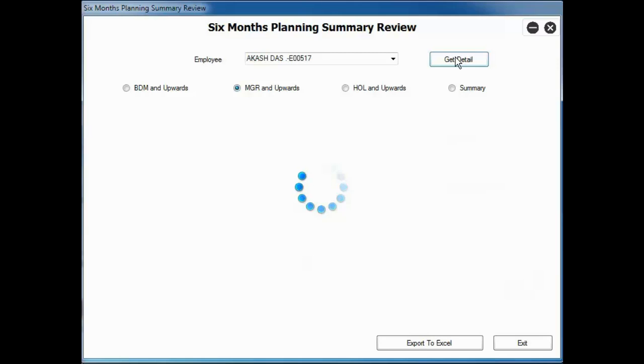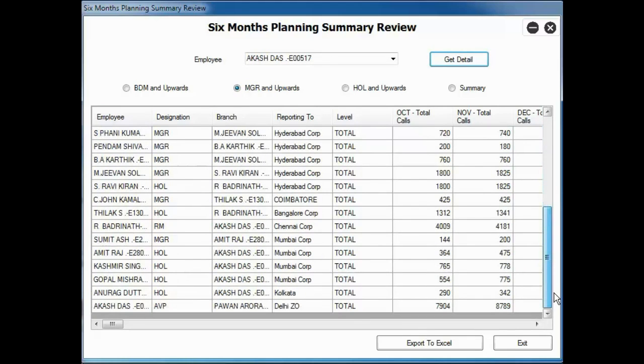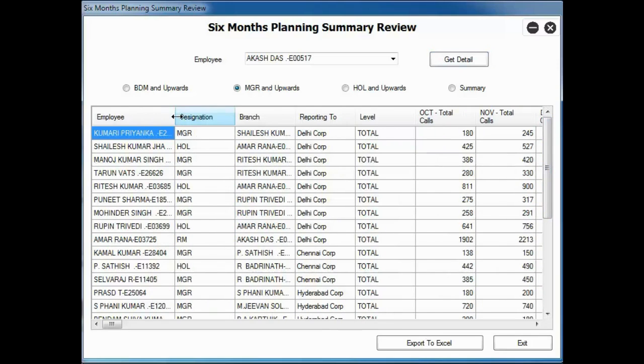And what you have in front of you would be, if you look at it, the employee details, manager, HOL and RMs. Any person who now reports into Akash sir will be seen in here. Please remember, if your database is big, it will take a little extra time to fetch the data. So here if you can see, we had seen earlier all the people who were reporting into Priyanka Kumari. We had one person reporting separately into the HOL, that is Shailesh ji.